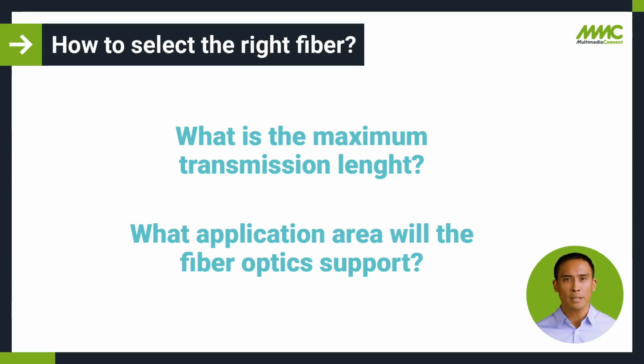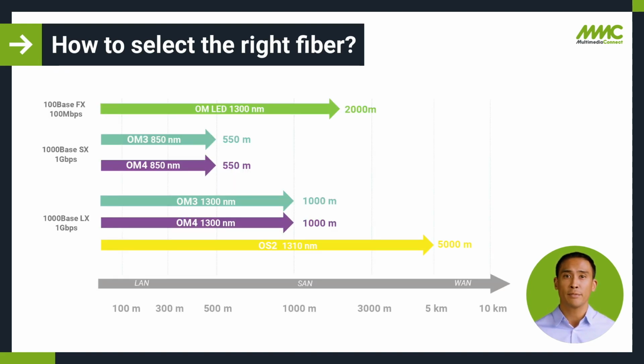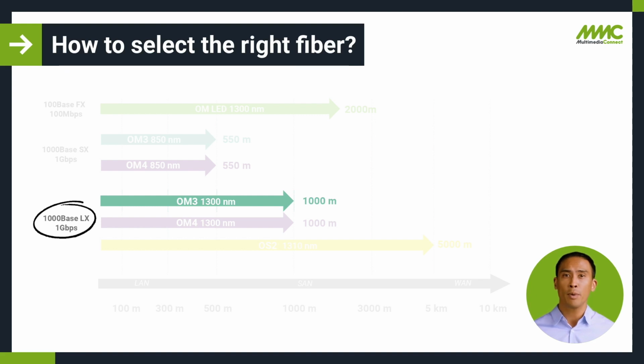Why? Because different maximal transmission lengths exist per optical fiber and protocols. On this slide, we can see the various protocols in gigabytes with their associated maximum lengths. For example, 1000LX shows that the maximum transmission length for OM3 is 1000 meters. For OS2 fiber, it's 5000 meters.